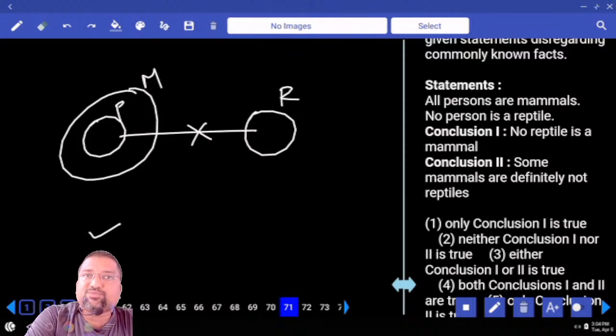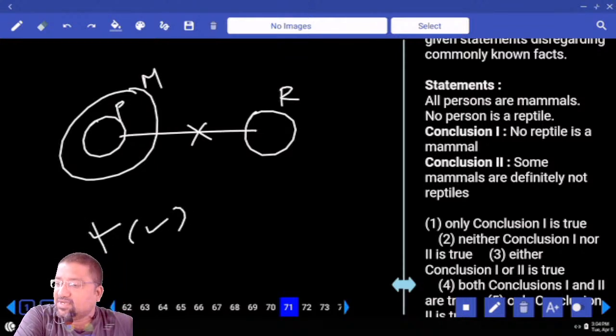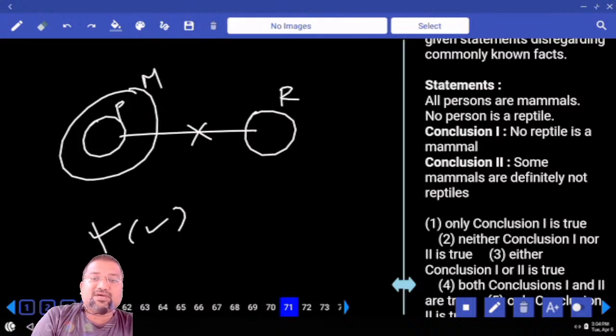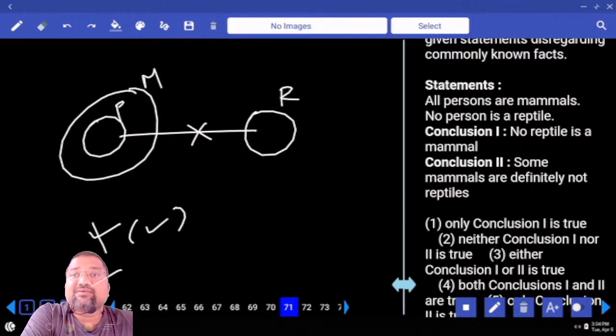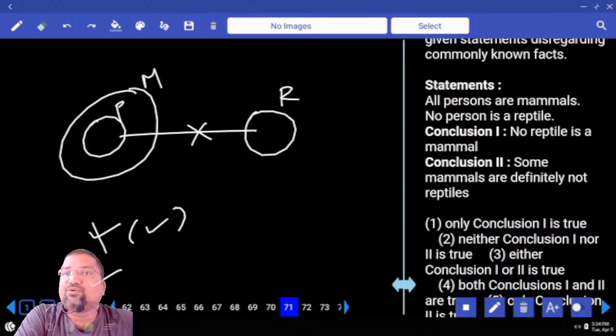Can reptile go and touch mammal? Yes or no? Complementary, right? Then this is wrong. Next conclusion. Some mammals are definitely not reptiles. Right or wrong? Right. Complementary? All mammals are reptiles. Can I take all mammals inside reptile? No. Why? Persons will also go inside reptile.